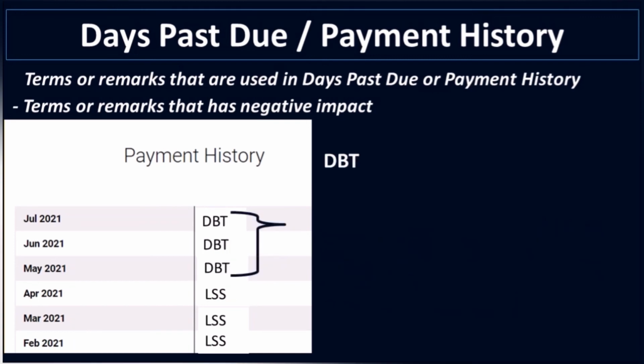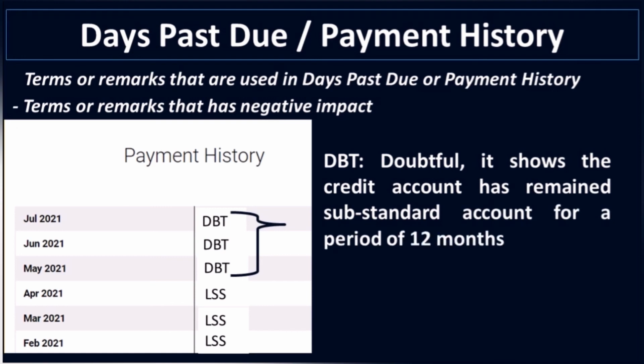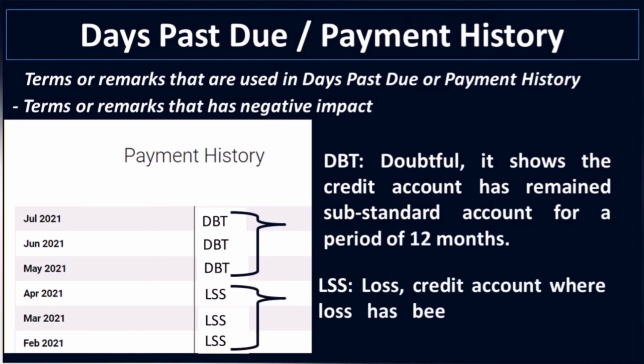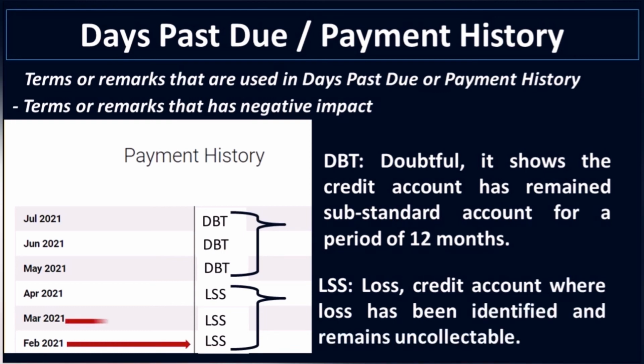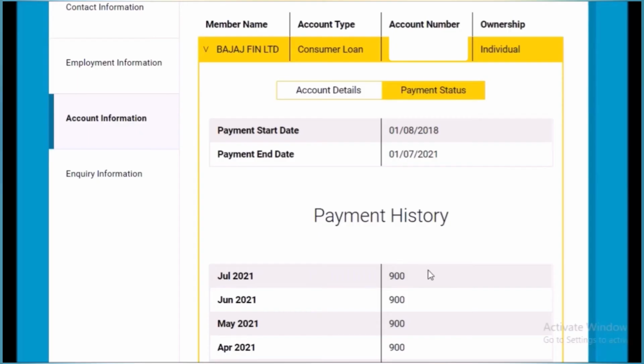If DBT is updated in days past due, it means doubtful. It shows the credit account has remained a substandard account for a period of 12 months. And if LSS is updated in days past due, it means loss. The credit account where loss has been identified and remains uncollectible. In this credit report, for this particular credit account, the payment has been pending for over 900 days.